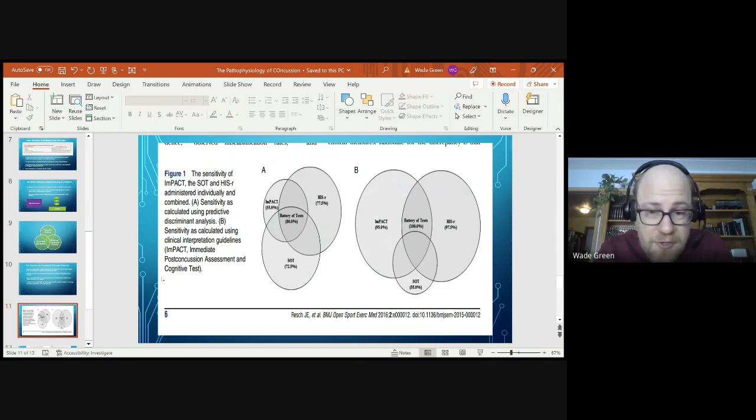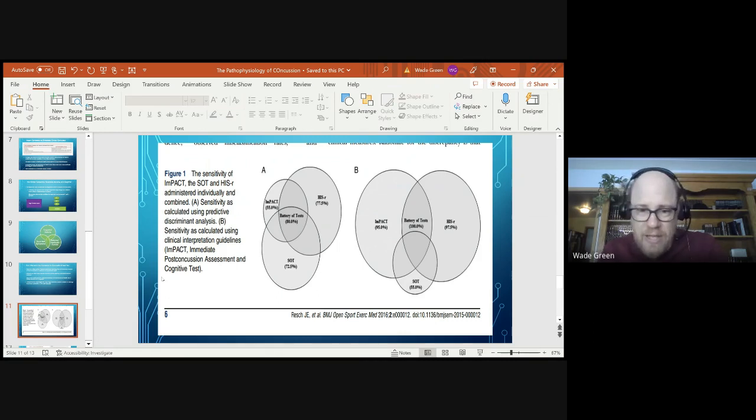Conversely, if you were to use an impact test, which is a neurocognitive tool, on its own to diagnose concussion, you would miss just under half of your concussions. And then the sensory organization test, which is essentially a computerized balance test, if you were to use that as a standalone tool, we would miss more than a quarter of our concussions.